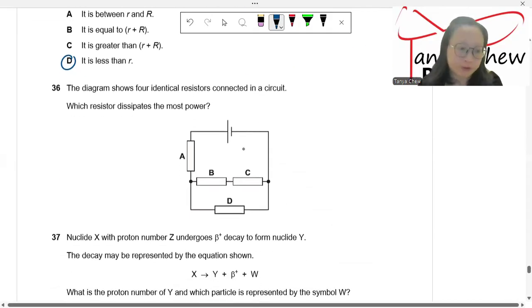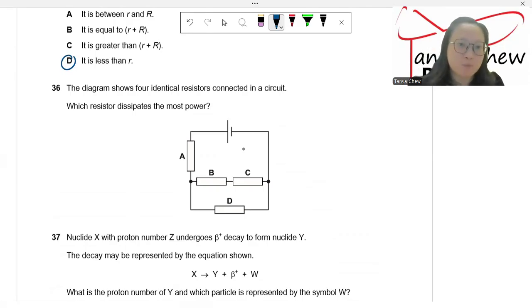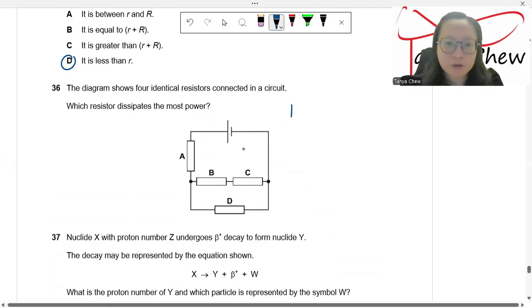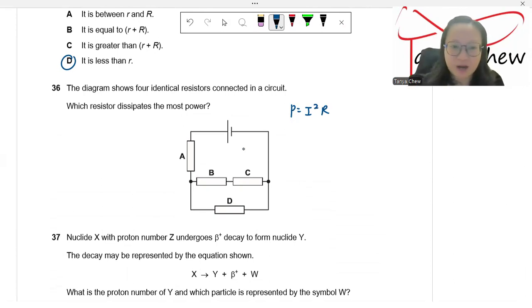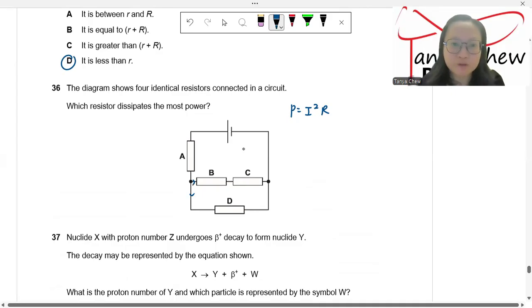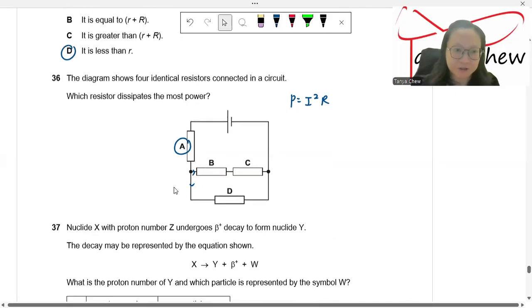Now, question number 36. The diagram shows 4 identical resistors connected in the circuit. Which resistor dissipates the most power? I am using P equals I squared R. Identical resistors, that means the resistances must be the same, right? So I would say here, the current splits. That is why the resistor with the most current passing through, A, will dissipate the most power. A is the answer.